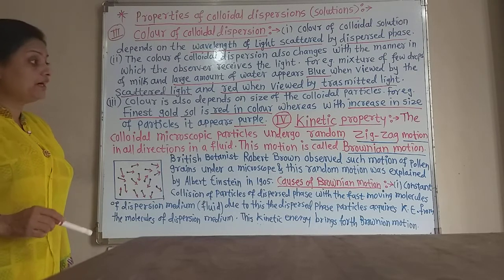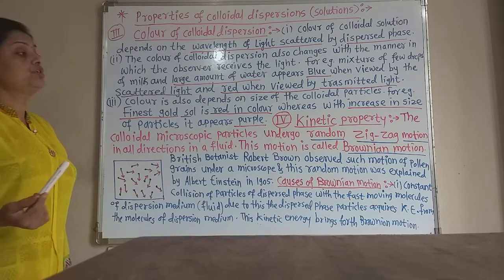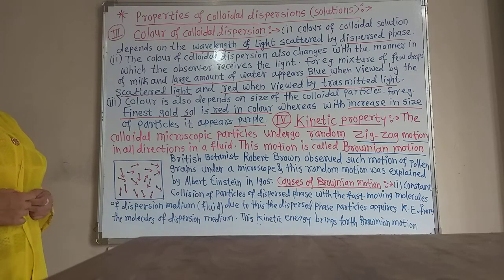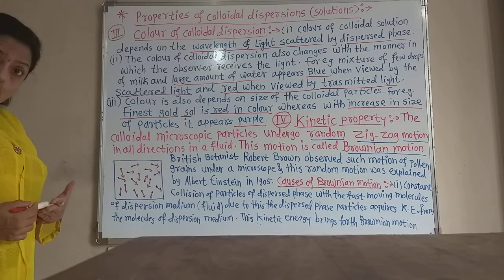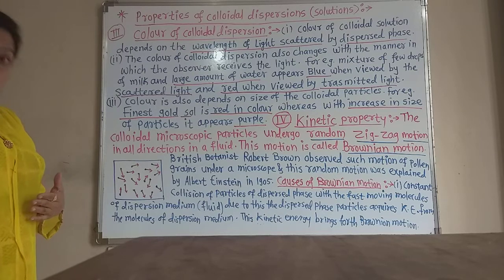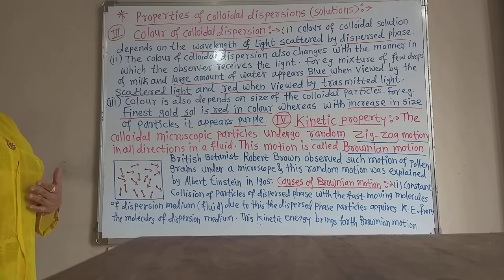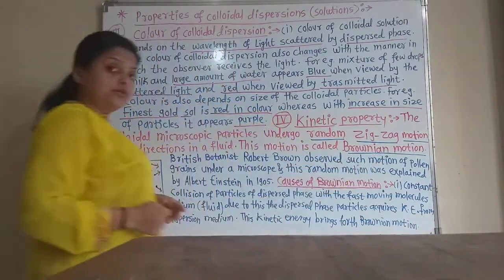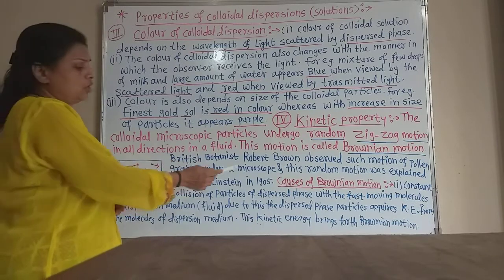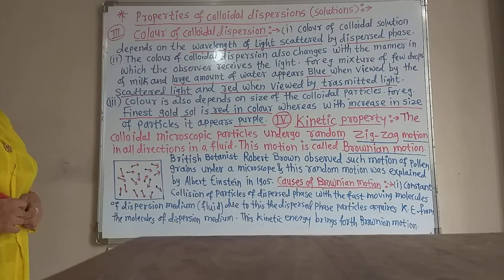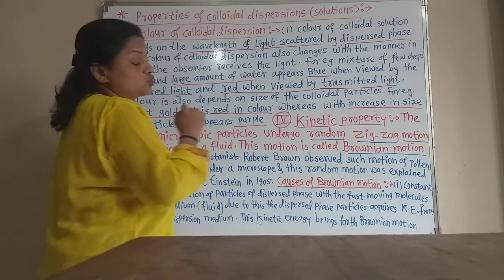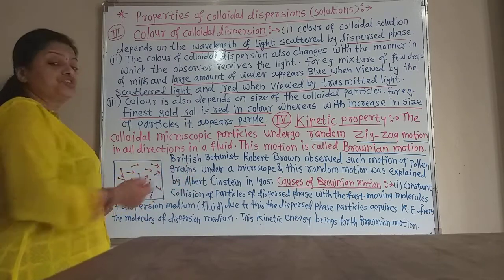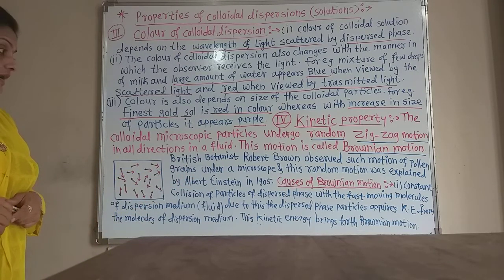Now this is observed by the Brownian. So this motion is also called the Brownian motion. When colloidal microscopic particles undergo random zigzag motion in all directions in the fluid, this motion is called the Brownian motion. The British botanist Robert Brown observed such motion of pollen grains under a microscope, and this random motion was then explained by Albert Einstein in the year 1905.